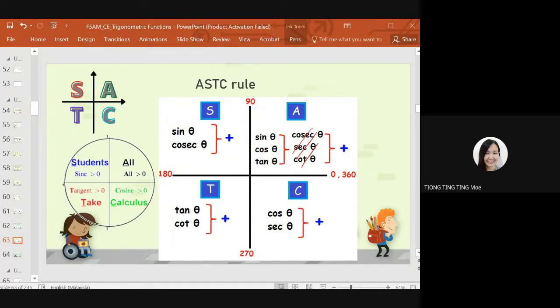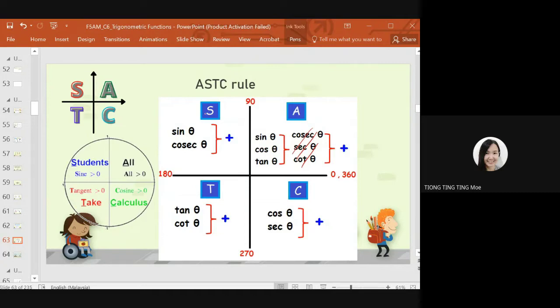So if sin is positive, then cosec must be positive. If cos is positive, the reciprocal is also positive. So what you need to remember is sin, cos, tangent. You can remember sin, cos, tangent by using all student take calculus. All means all of sin, cos, tangent are positive for the first quadrant. Later I will show you an example.